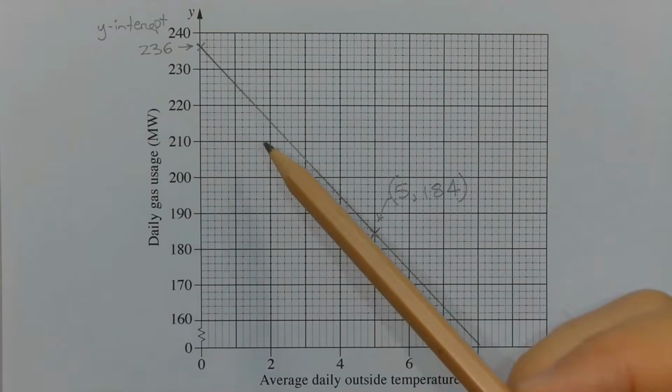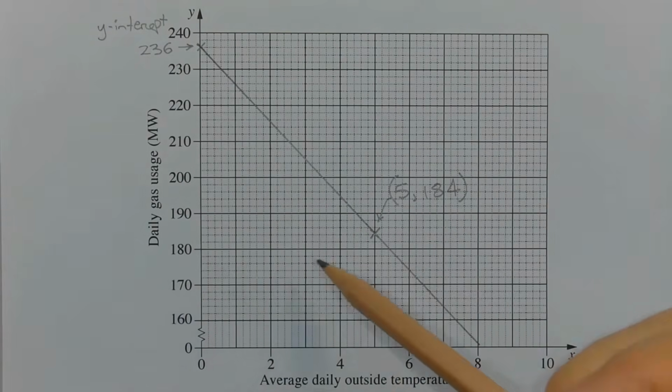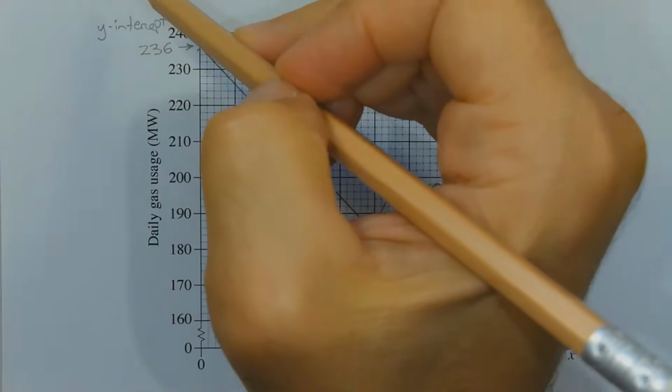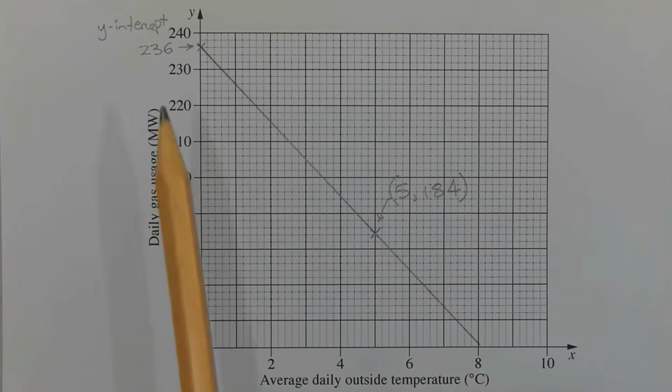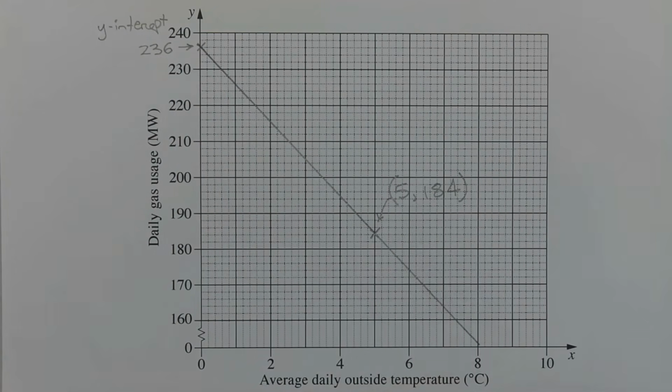Now to work out the gradient of the line, there's one of 2 methods. Either we can just draw a triangle, work out the rise, work out the run, and gradient equals rise over run, noting that it's a downhill or a downward sloping line, so the gradient will be negative, or we can use the 2-point gradient formula. In my solution, I'm going to use the 2-point gradient formula. And this is the point x1, y1, this is the point x2, y2.